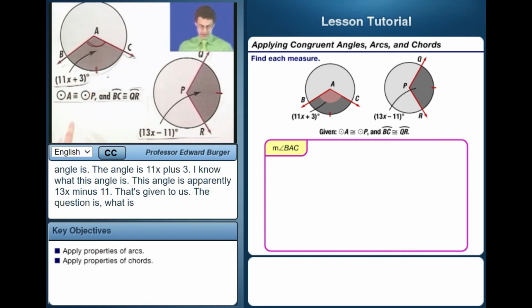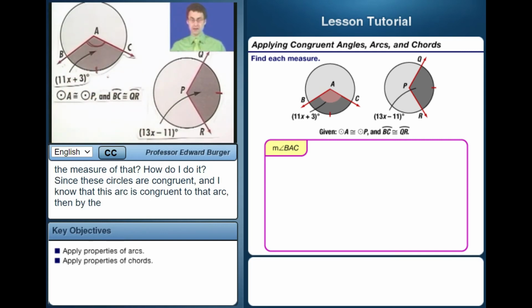Well, I know what the angle is. The angle is 11x plus 3. I know what this angle is. This angle is apparently 13x minus 11. That's given to us. The question is, what is the measure of that? How do I do it?